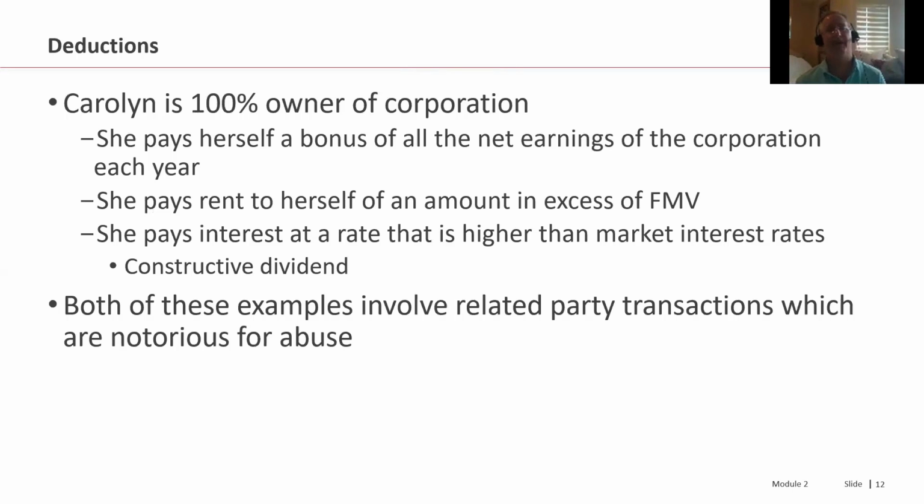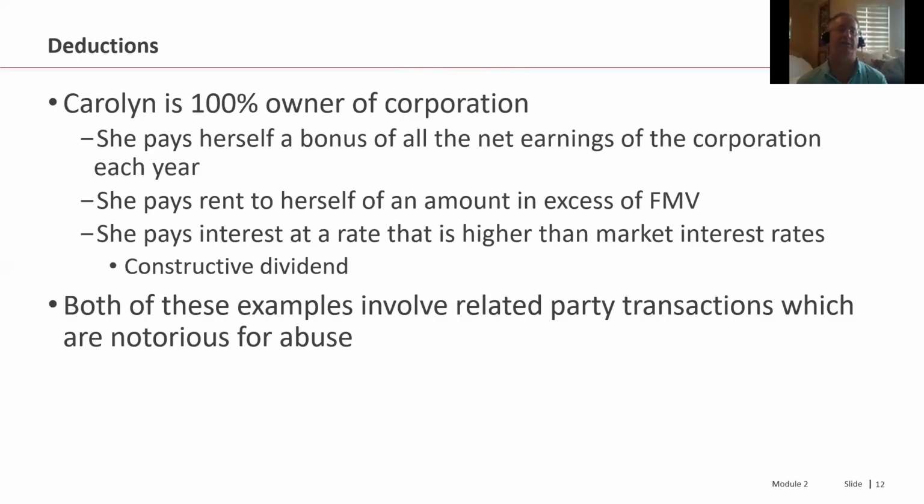So Carolyn is 100% owner of a corporation. She pays herself a bonus of all the net earnings of the corporation each year. And I think we did an example of this back in Module 1. Maybe that's no good. So she says, well, I'll pay rent to myself in an amount in excess of whatever the market value of the rent is. Or maybe she loans money to the corporation or vice versa, and she pays interest at a rate that's higher than the market interest rate.